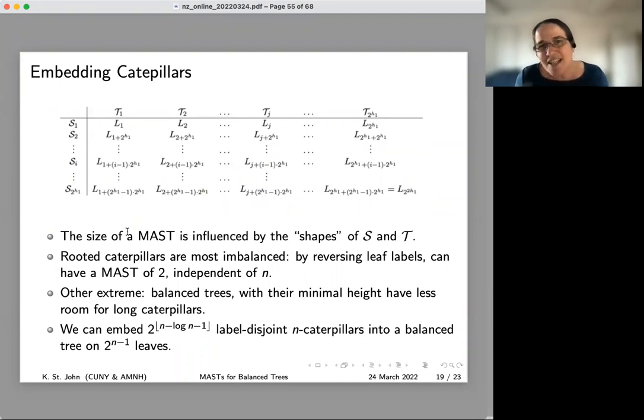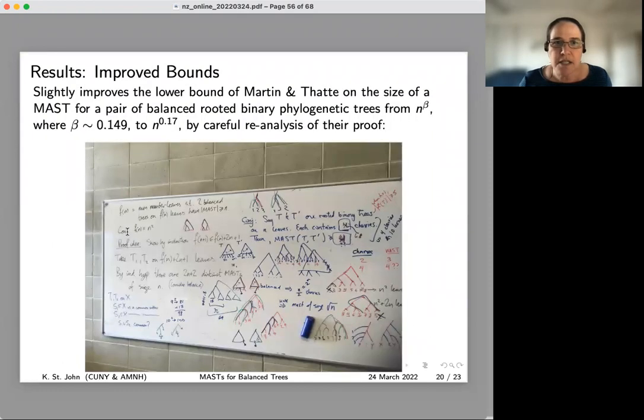So then our next question was, what do we do next? How can we make this better? We were really surprised that this worked. And we were interested in the Martin bound, which had a lower bound of basically n to the beta, where beta was 0.149. We've just shown that square root of n didn't work. So can we make this beta bigger? And this is a picture of Charles's office, and us trying to figure this out.